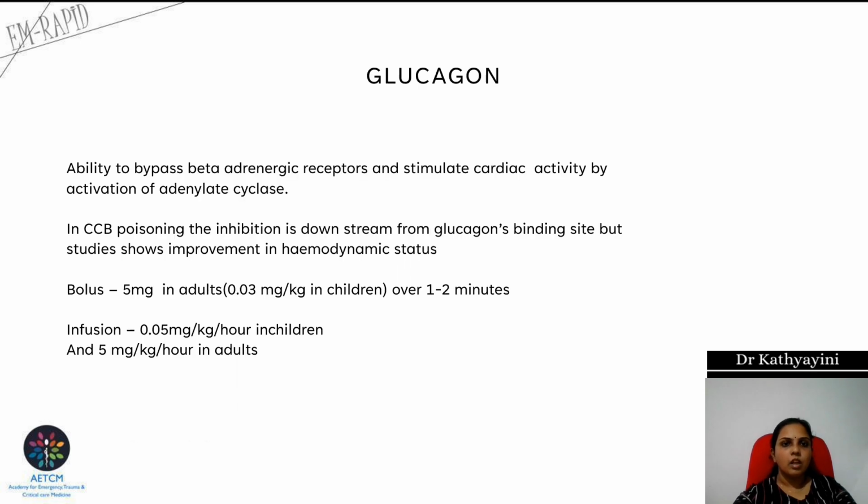Again, glucagon can be used. Theoretically, the action of glucagon will be at the beta receptor, and calcium channel blocker will be causing a blockade downstream of the site of glucagon action. But in practice, glucagon administration has shown improvement in the hemodynamic status. So the dose is a 5 mg bolus in adults over 1 to 2 minutes, followed by an infusion of 5 mg per hour.